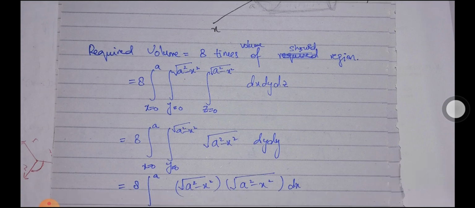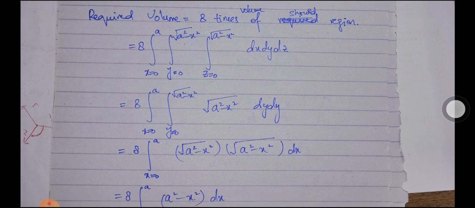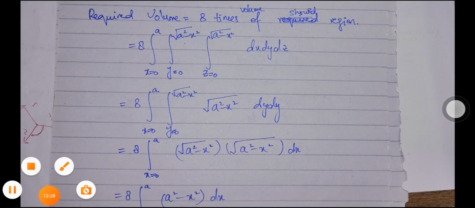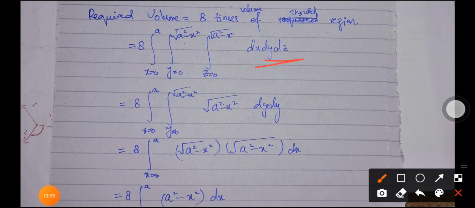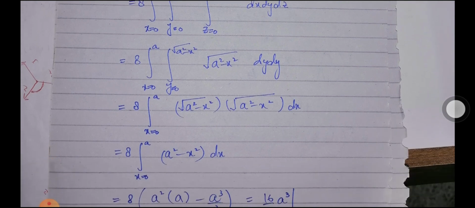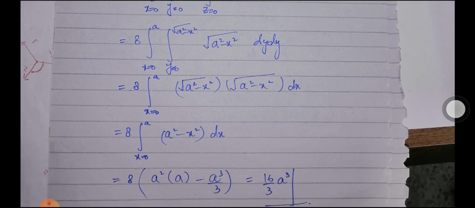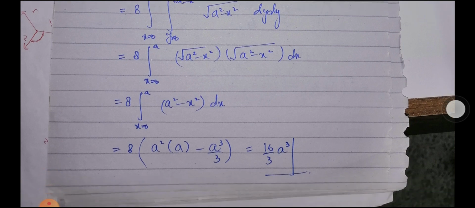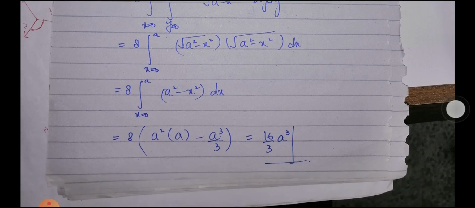When we are going to integrate, it's totally up to you, because we can integrate with respect to y or z first, and we are going to integrate with respect to x at the last. So I have evaluated with respect to z first, and then with respect to y, and at the end I have performed the integration with respect to x using the limits 0 to a, and 16 by 3 a cube is the answer as defined earlier.